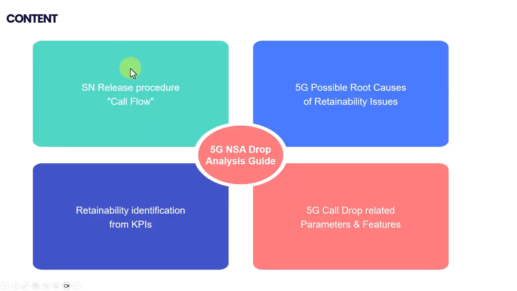So moving forward, this is today's contents. First part, we're going to cover the secondary node release procedures for both normal and abnormal. Then we will also go through some of the signaling contents and so on. Then we'll be covering all the possible root causes of retainability or call drop issues in 5G. Then we'll explain the main KPIs for the drops, where you can identify the root causes, the main causes of the drops.